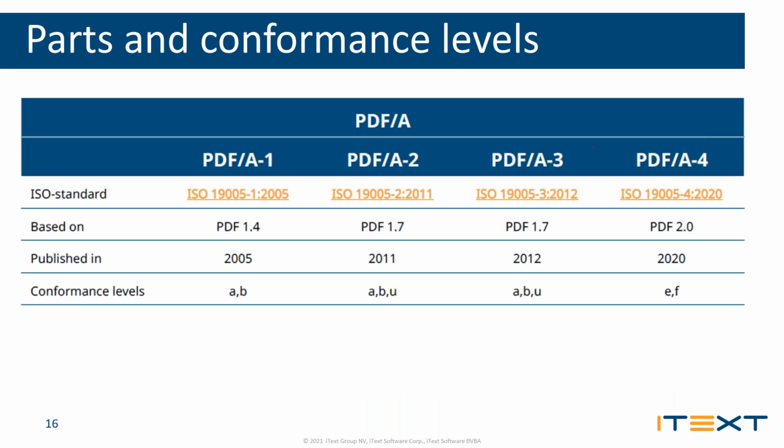So the parts, we have an overview here. They were released chronologically from 1 to 4, and they are based on the different general PDF spec versions and their capabilities. So PDF 1.4, 1.7, and 2.0. Later PDF/A parts, however, shouldn't be seen as purely better versions, but rather as an extension of the archiving options prior parts offered. In general terms, later parts are less restrictive.